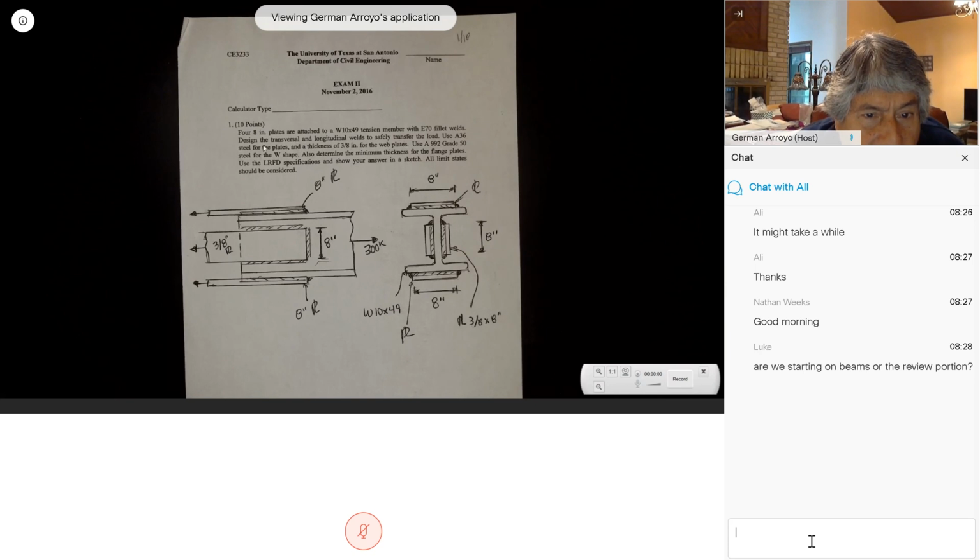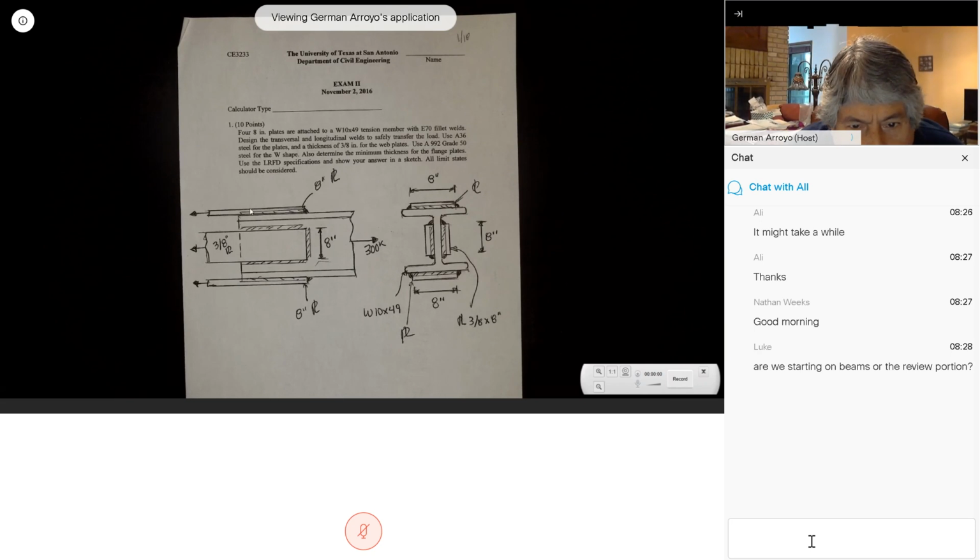A36 for the plate, and the thickness of 3/4 was given only for the web plate. So you can see the web plate had 3/4 by 8. This is a 3/4 by 8. And for the shape, we use A992 grade 50. Also, we needed to determine the minimum thickness for the plates on the top. So all the plates here on the top, the thickness is not given. So that needed to be computed.